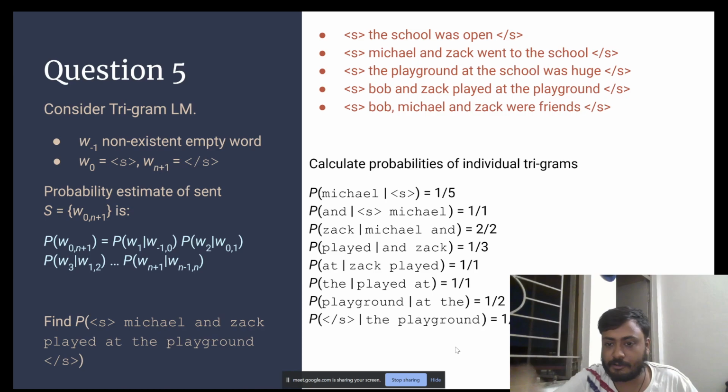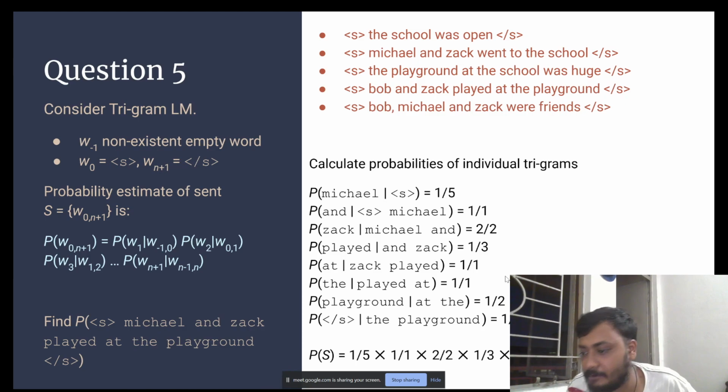All right. So you have calculated the probability of every individual trigram. Finally, you just need to multiply them together. And the answer is 1 by 60. You just multiply the probabilities of the individual trigrams.